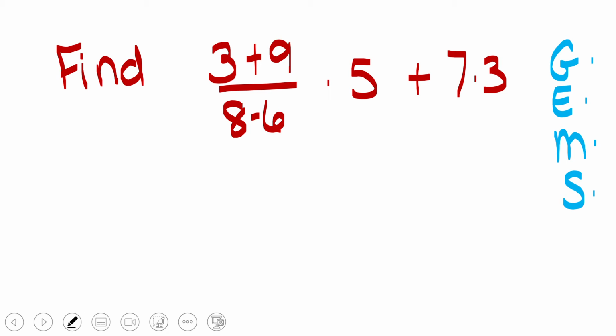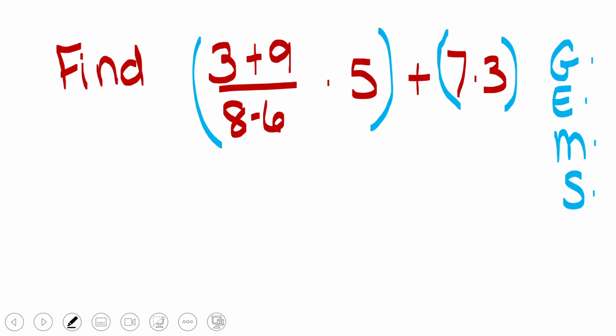So let's look at our expression. We see we have multiplication on this side of the addition sign, and we see we have multiplication on that side of the addition sign. We also have some division simplification in our fraction. We can work with that as well.